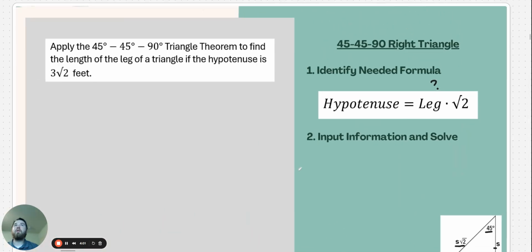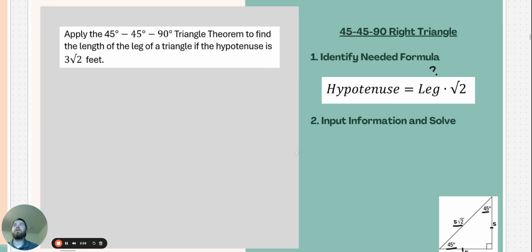And so you can kind of come up here. I've already put the question mark in there, but it says apply the 45, 45, 90 triangle theorem to find the length of the leg of a triangle if the hypotenuse is 3 square root of 2. So we've got 3 square root of 2 as our hypotenuse. We're trying to find the leg. So as always, the first thing you want to do is identify what formula you need, and then you're going to put your information in.